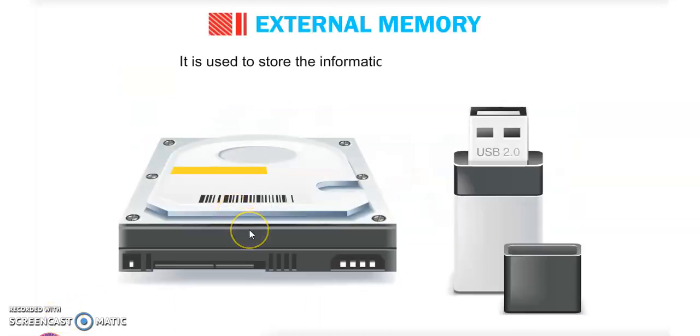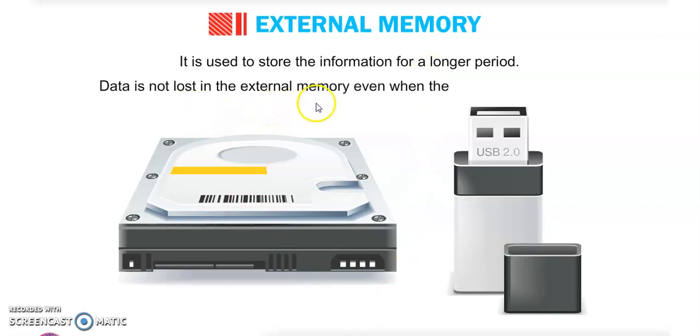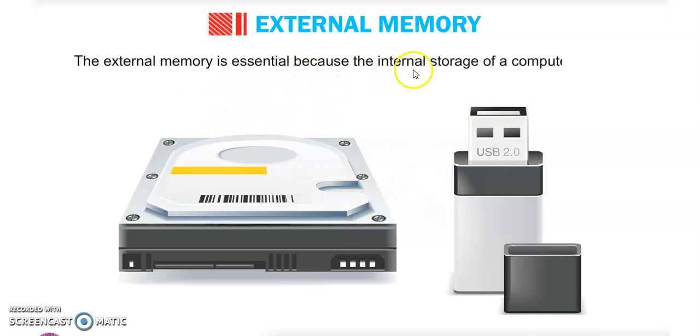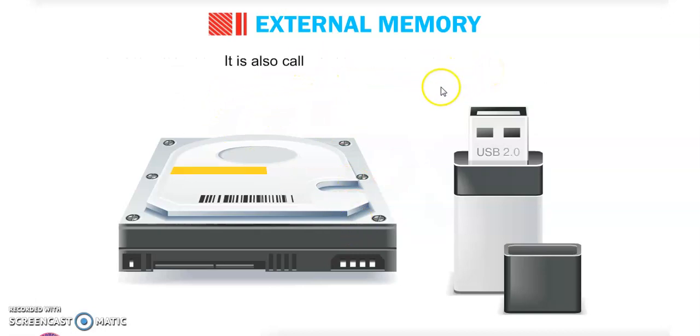Now, the second part is external memory, that is, memory that can be outside the computer. It is used to store information for a longer period. Data is not lost in the external memory even when the computer is turned off. It is saved permanently. External memory is essential because the internal storage of a computer is less. It is also called secondary memory.